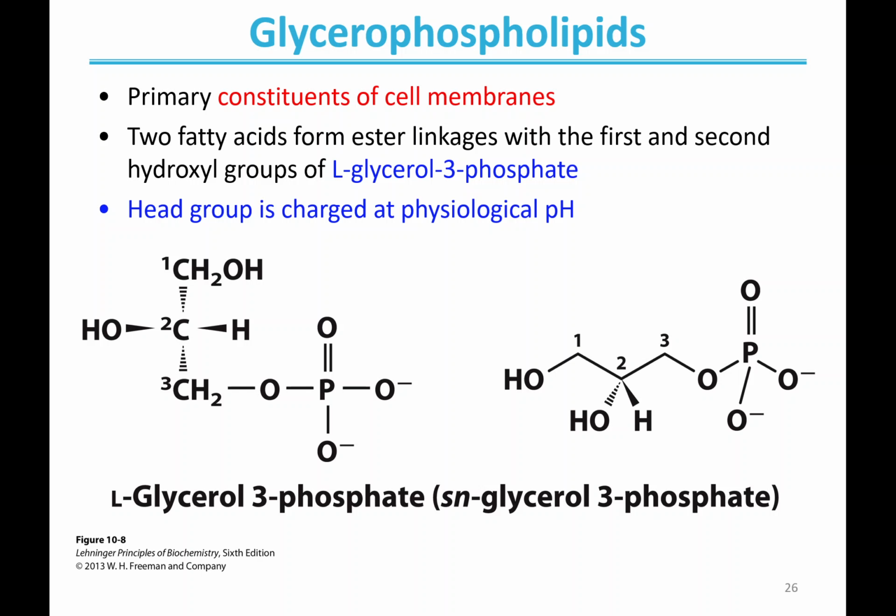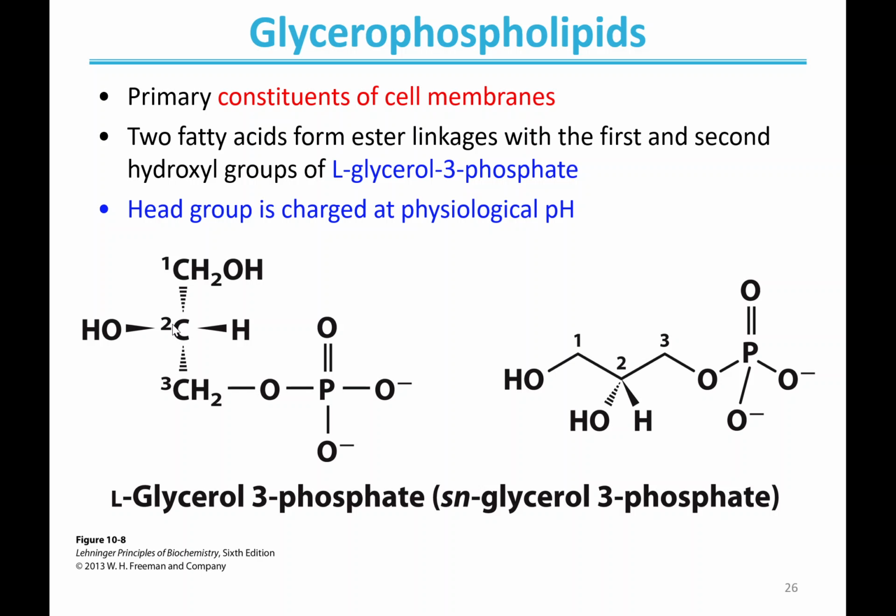The most common membrane lipid that we'll focus on are those that are known as glycerophospholipids. Okay, these are the primary constituents of cell membranes. They have two fatty acids that have these ester linkages with carbon 1 and carbon 2 hydroxyl groups of glycerol. Okay, and not just glycerol, but glycerol 3-phosphate. So you can think of it as glycerol, fatty acids attached to carbon 1 and carbon 2 via ester linkages on their hydroxyls. And then at carbon 3, you have a phosphate group.